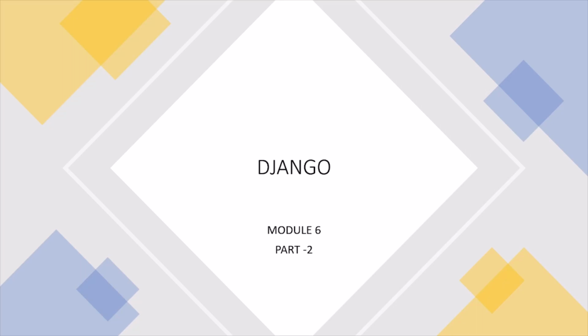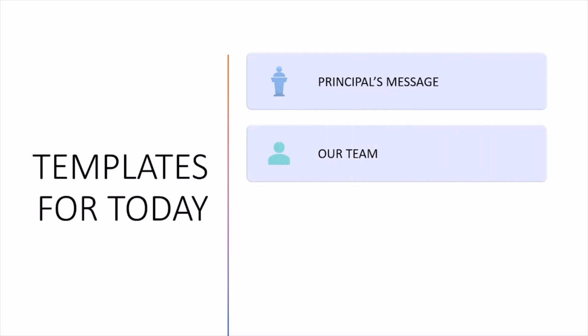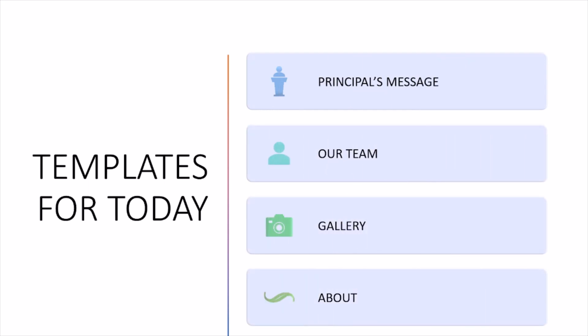As mentioned to you in the last session, today we're going to be working on some of our templates, and these are Principal's Message, Our Team, Gallery, and About. We're going to have a parent template that's going to be called base.html, and the rest of the templates that you see on screen are our child templates that will inherit from base.html. So let's now go and write the views first before we write the templates.